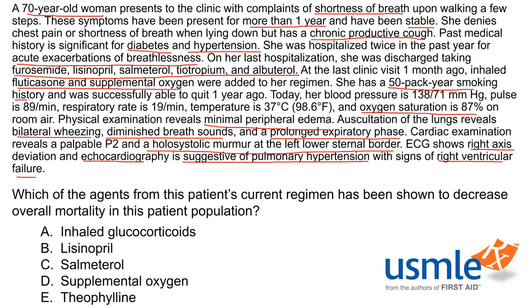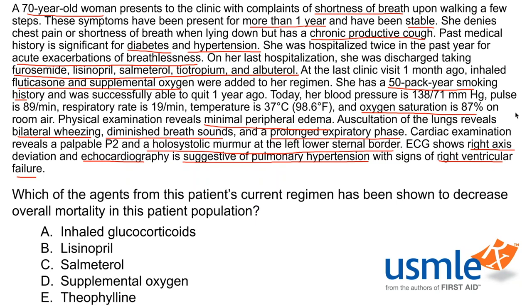And our answer choices are A, inhaled glucocorticoids, B, lisinopril, C, salmeterol, D, supplemental oxygen, or E, theophylline. All right, so go ahead and scan through the case and the question and answers and lock down on an answer. I'll open a poll in about 10, 15 seconds after you've had a chance to take a look. One thing for orientation, just FYI, we are using a Step 2 CK question. Some folks have asked about it, so this is a bit of a shift.